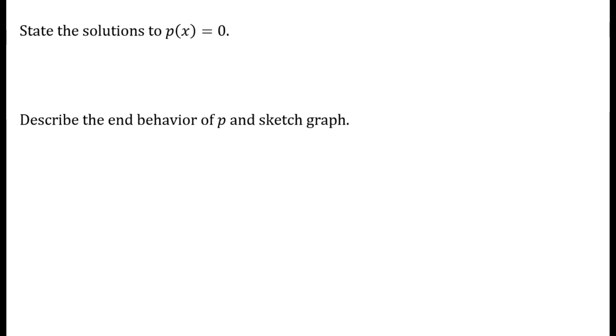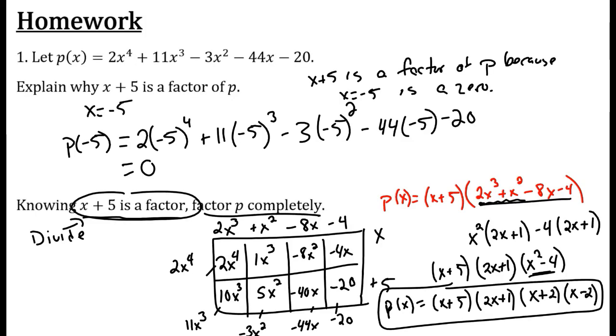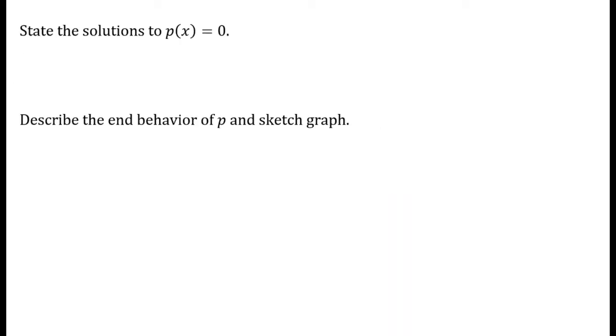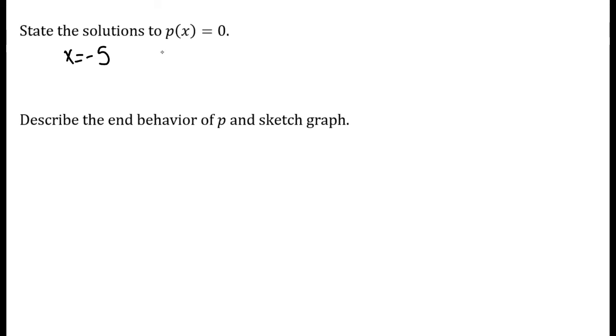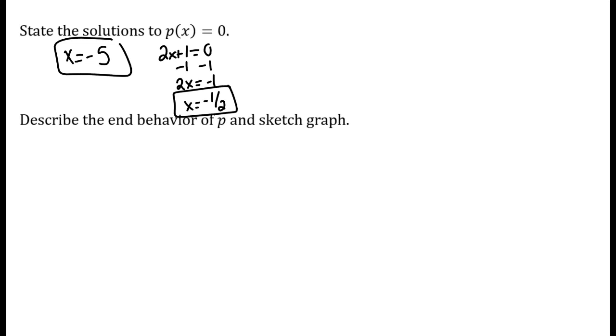State the solutions to p of x equals 0. What are my zeros? Well, let me look back here. I've got a factor of x plus 5, which means x equals negative 5 is a zero. 2x plus 1, so if I have 2x plus 1 equal to 0, this is using the zero product property, I get 2x equals negative 1, so x equals negative 1/2 is another zero.